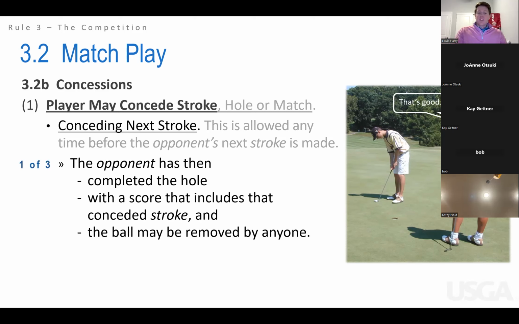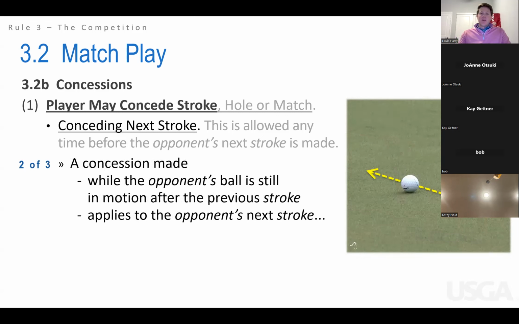The opponent has then completed the hole with a score that includes that conceded stroke. A lot of people have a misconception that when a stroke is conceded and that stroke wasn't made, it doesn't count. When we concede a stroke, we're essentially saying that that stroke would have gone in the hole. So that stroke is counting in that player's score. So when that stroke has been conceded, the hole is over for that player. They have completed the hole as if they would have holed out with the score that includes that stroke. And at that point, the ball is no longer in play. It can be removed by anyone, player, caddy, opponent. It's no longer a ball in play.